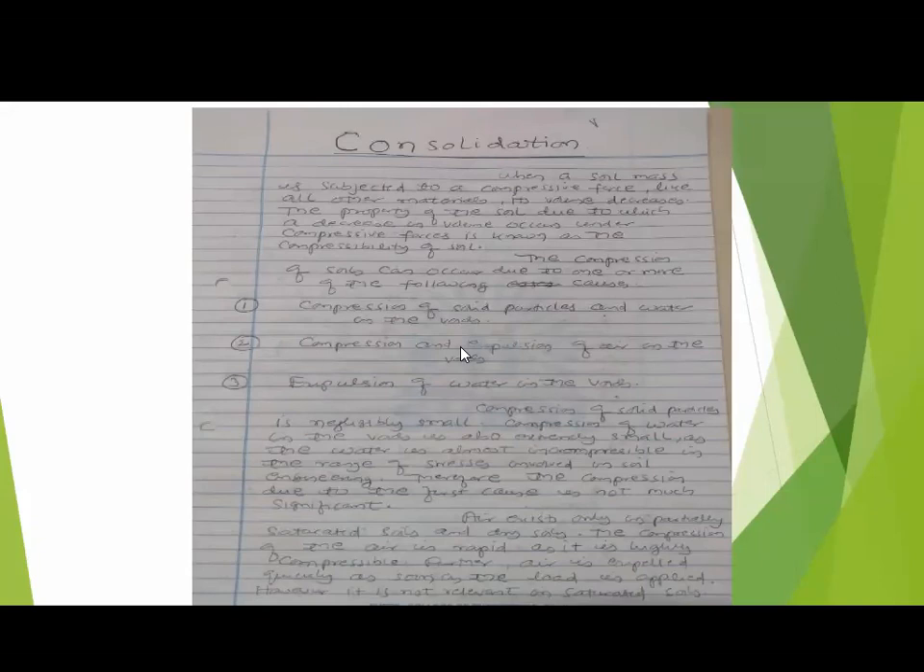Consolidation is not that easy as compaction. I hope till now everything is clear. Now I will take one case at a time. Compression of solid particles is negligibly small. Of course, we know that, because it is soil, it is not rubber, it is not steel, it is not concrete, it is soil. So when you apply the load, compression of solid particles is negligibly small.